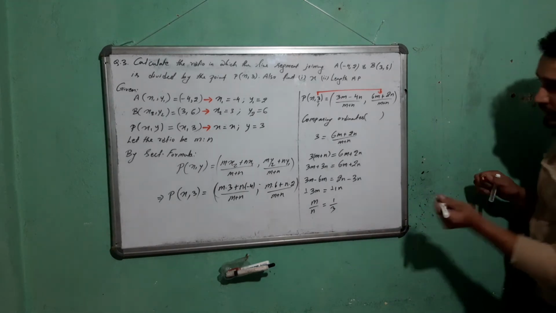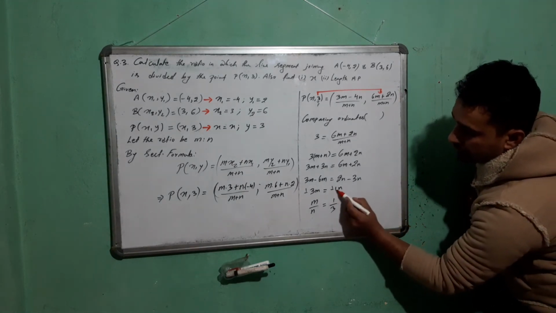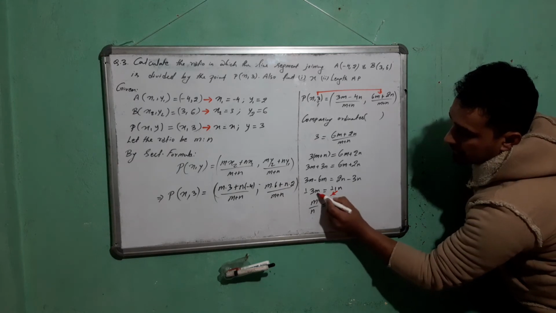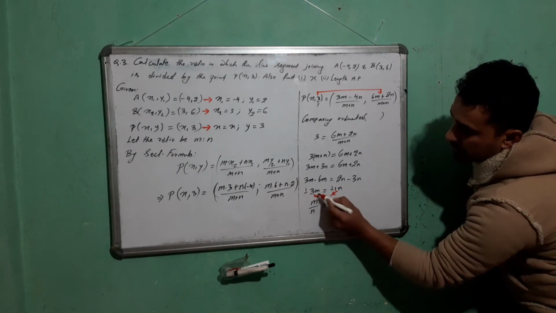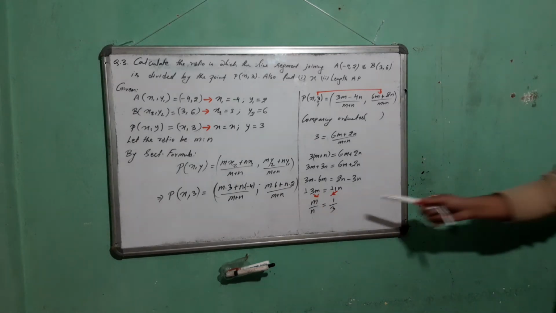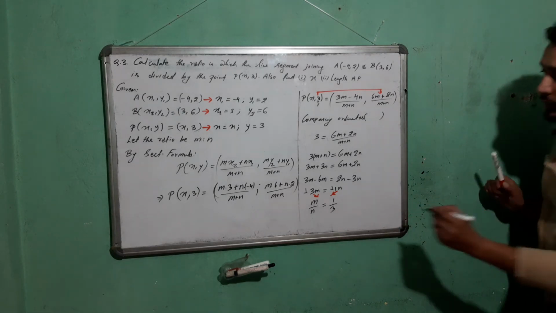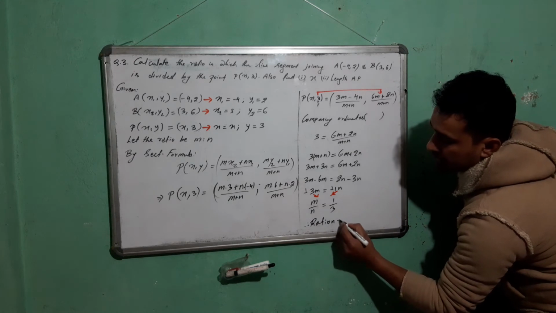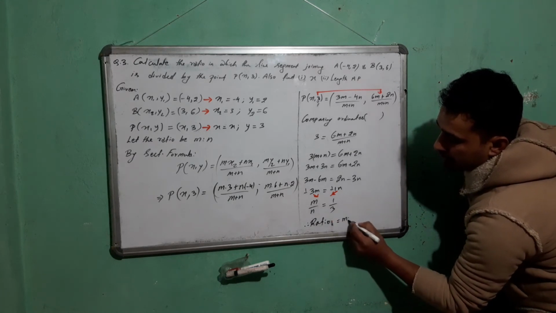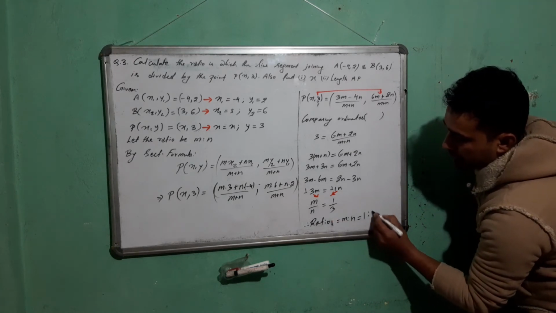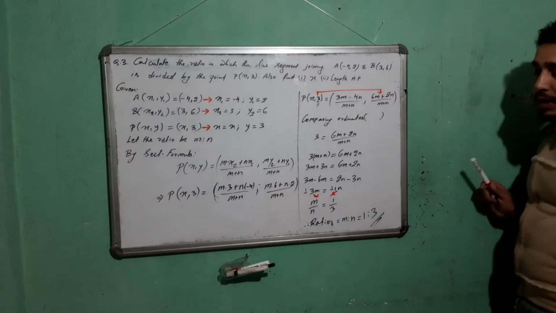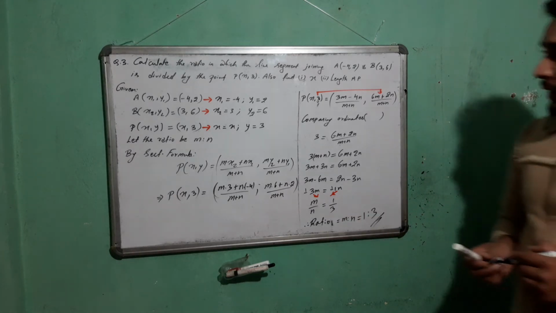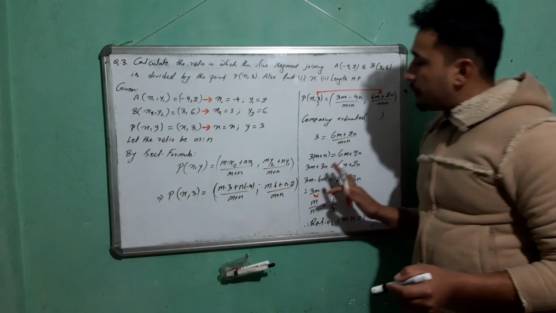Just cross multiply this. This n goes this side, this 3 comes this side. m upon n is equal to 1 upon 3. Therefore the ratio m is to n is equal to 1 is to 3. So this is how we have to solve this.